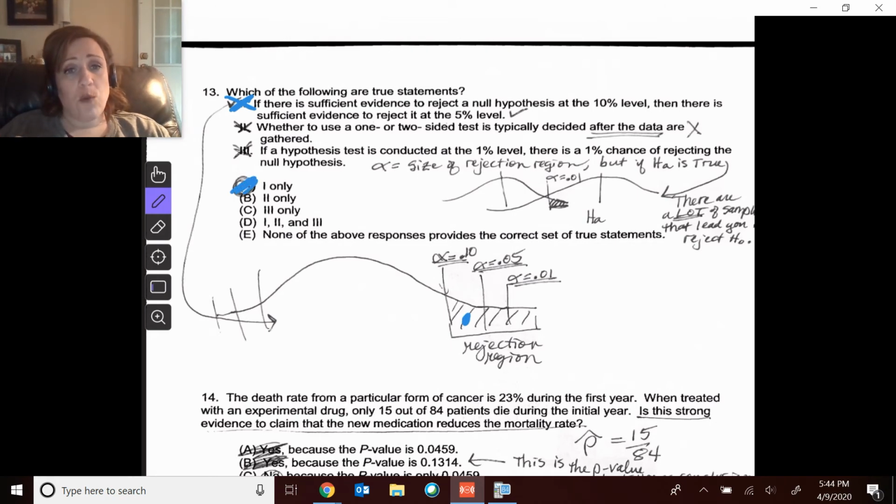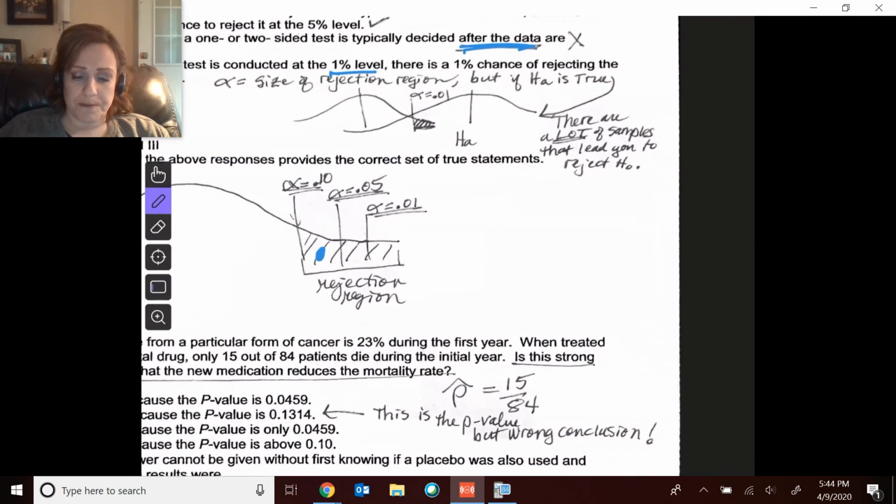Whether we use a one or two-sided test is decided after the data are gathered. No, we don't. We decide if it's one-sided or two-sided based on what we're wondering. What's the claim and what are we hypothesizing about? Okay. 3, if a hypothesis test is conducted at the 1%, then there's a 1% chance of rejecting the null hypothesis. So I had to think about this one, and here's what I came up with.